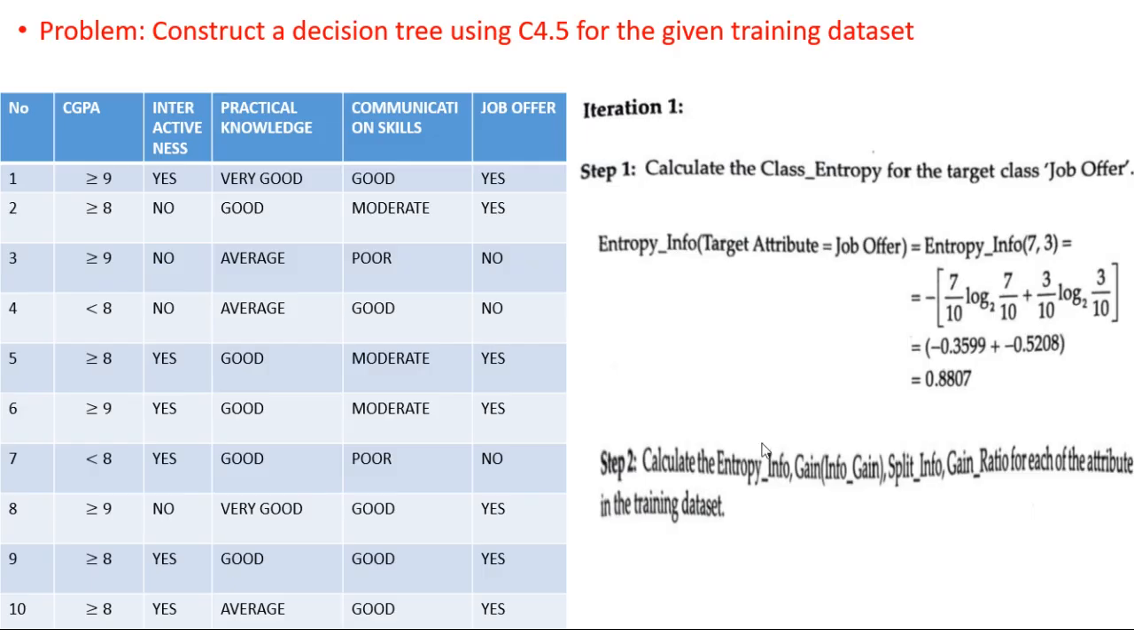Okay. The second step is, now you have to find 4 quantities. Entropy information, information gain, or just gain, both are same. You can either say info gain or you can just say gain, both are same. The third one is split info, the fourth one is gain ratio. Now you have to find all these 4 quantities for all the different attributes in your training data set. The different attributes are CGPA, interactiveness, practical knowledge and communication skills. So let's start it.